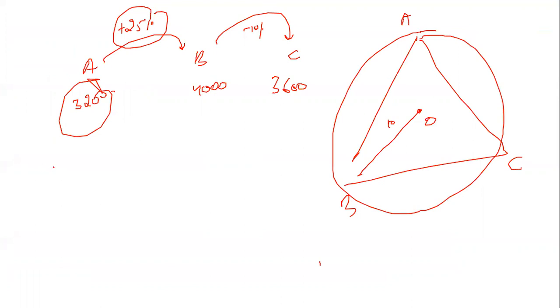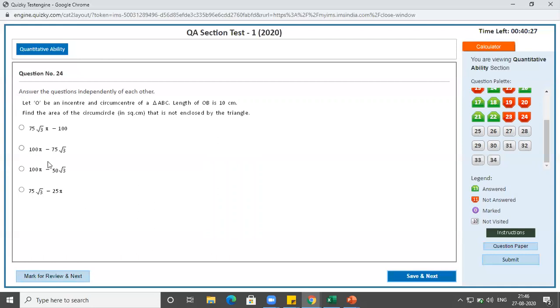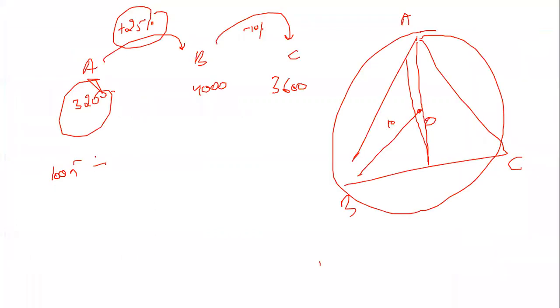So πr² is 100π, minus the area of this triangle. So 100π minus something. So I'm looking at options B and C. A and D are out. Okay, 100π minus something is my answer.